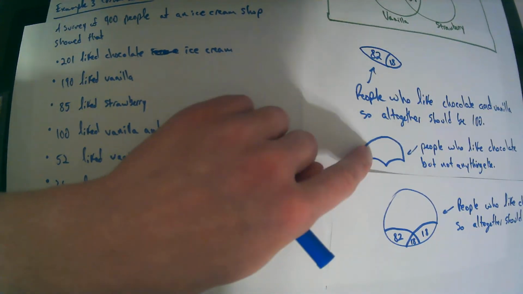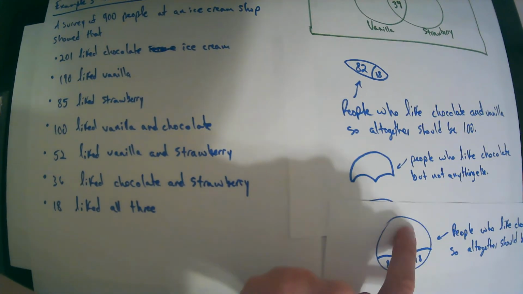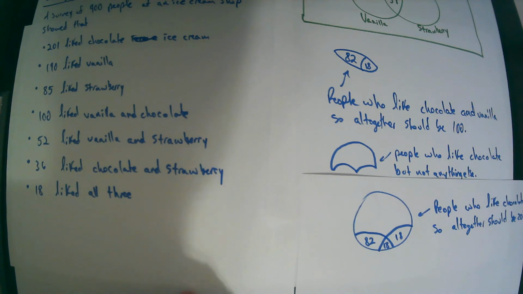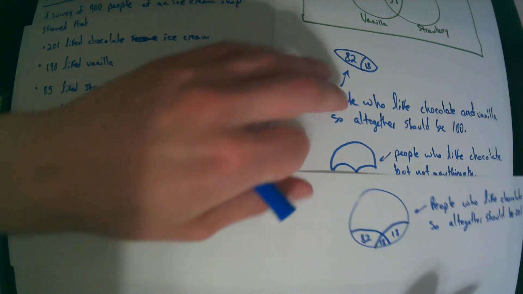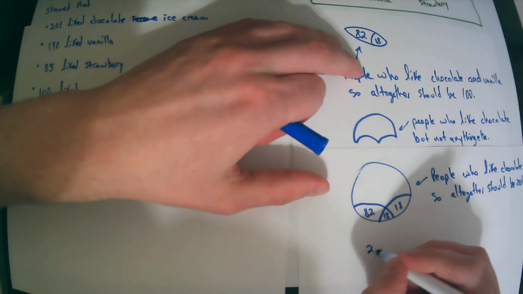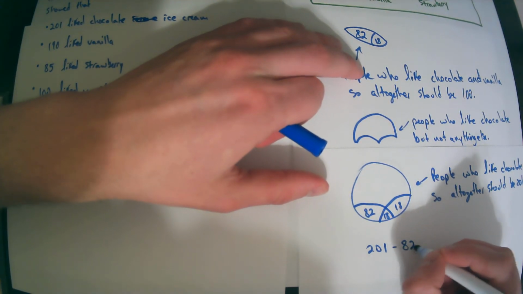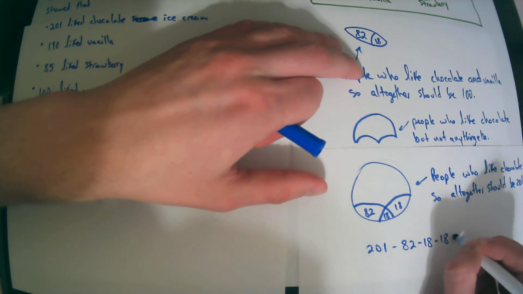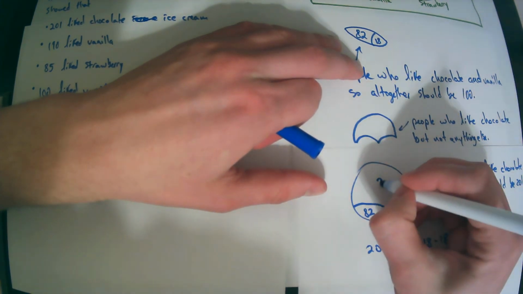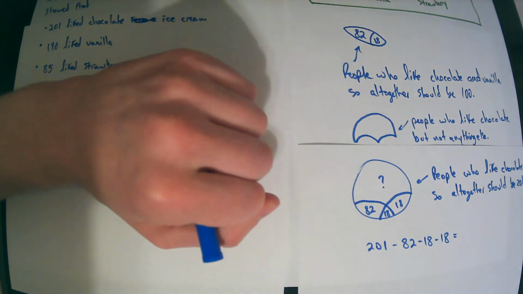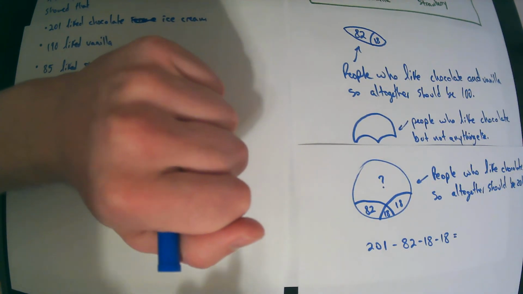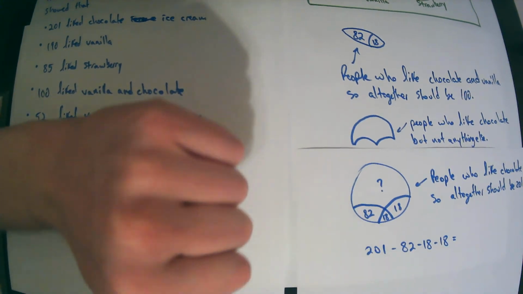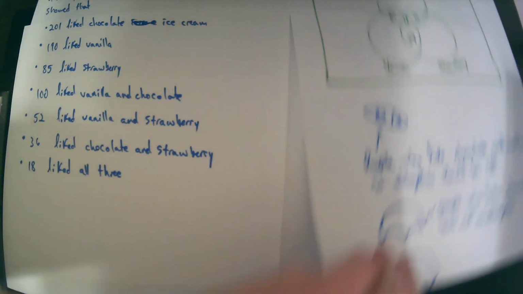so what goes in this spot? The spot with no number written in it. Well, it should be some number so that when I add these three to it, we get 201, right? So in other words, take 201 and subtract these numbers to figure out what gets written right here. The people who strictly like chocolate, not anything else. That's the number that goes there. Okay, and what does that give us?